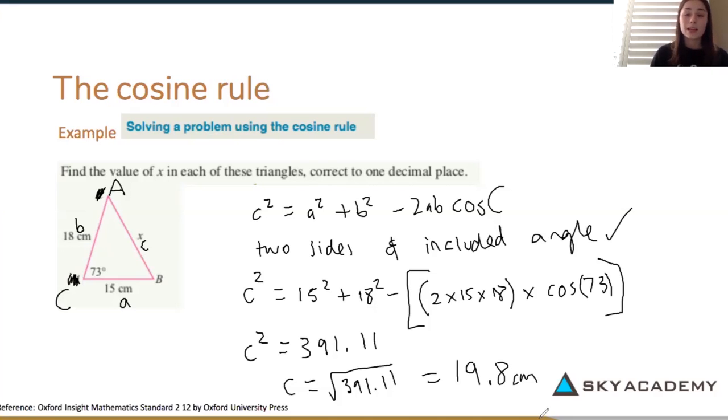Once you've done that, check that you have your two sides and your included angle. Once you've done that, sub the information from your diagram into your formula and solve for C. Not C squared, we want C. Let's have a look at the next example.